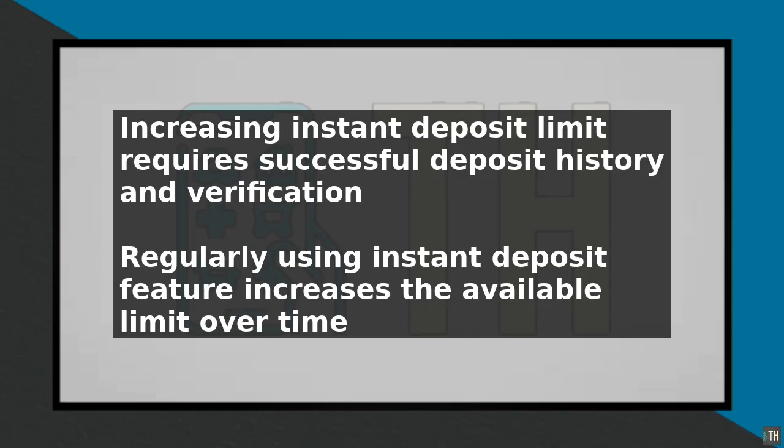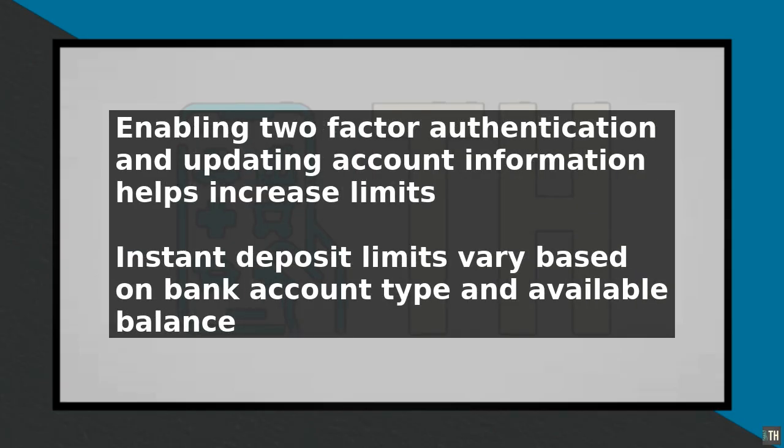In summary, to increase instant deposit in Robinhood, you need to set up your bank account, verify your identity, initiate deposits regularly, and keep your account information up to date. By following these steps, you can increase your instant deposit limit and use the funds to buy stocks immediately.